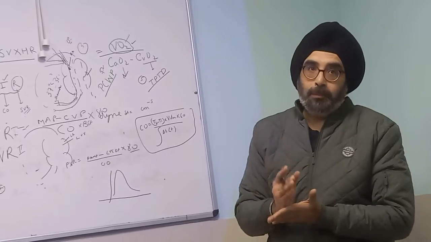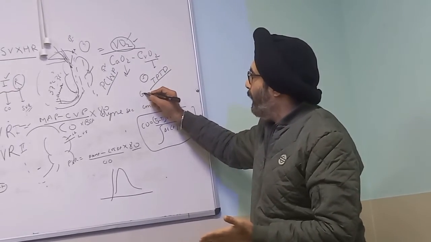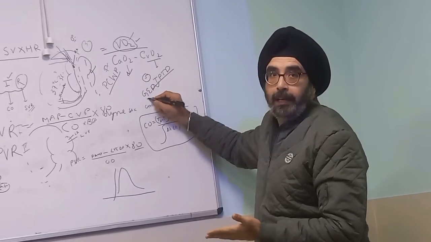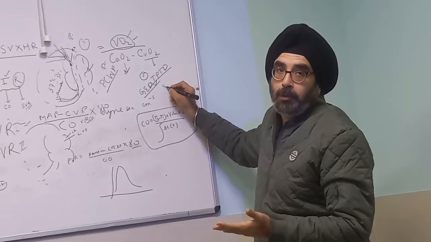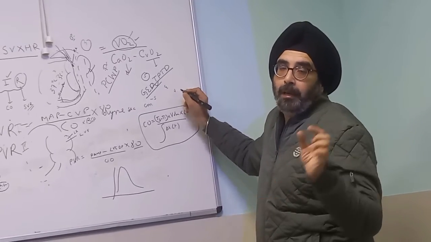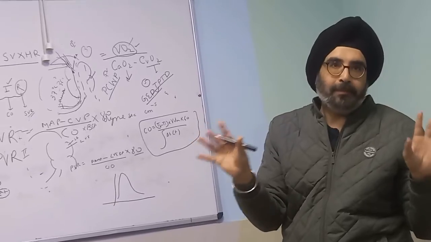It gives you volumes, it gives you extra information. GED बोलते हैं, global end diastolic volume, है ना? It gives you extra vascular lung water and it gives you pulmonary vascular permeability. Correct? So these are the extra things which you get from it.